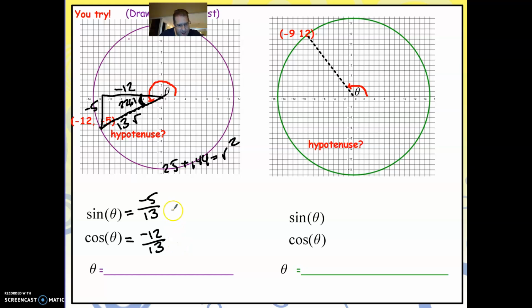So this is 180 plus 22.61, and that gives me 202.61 degrees.